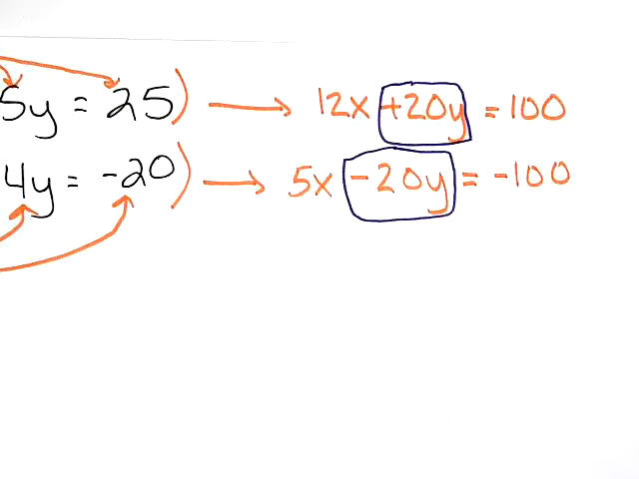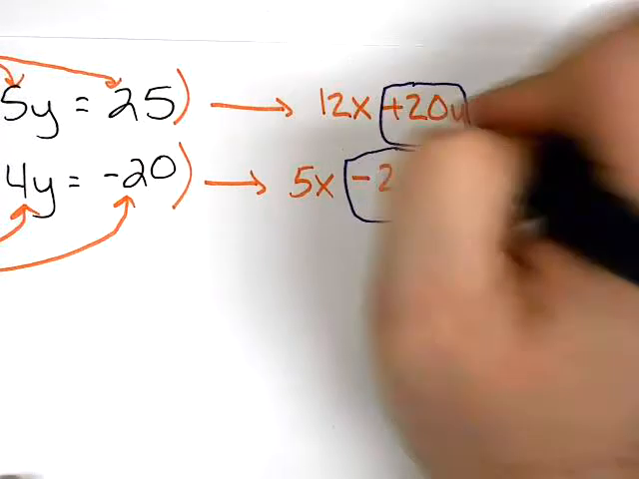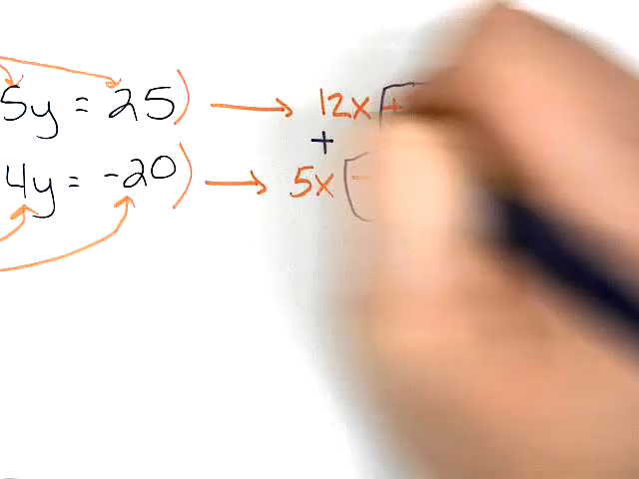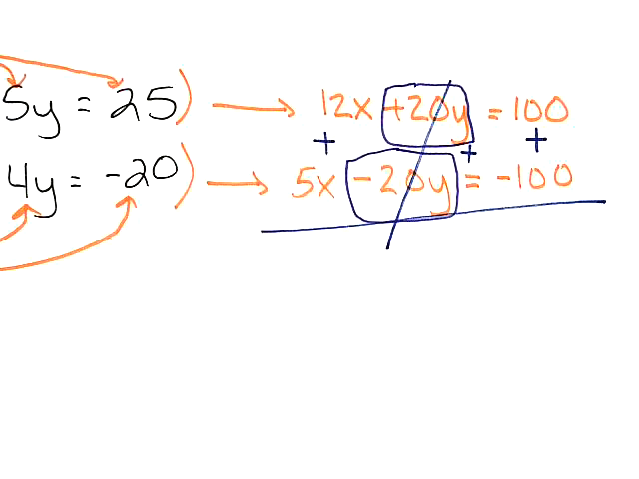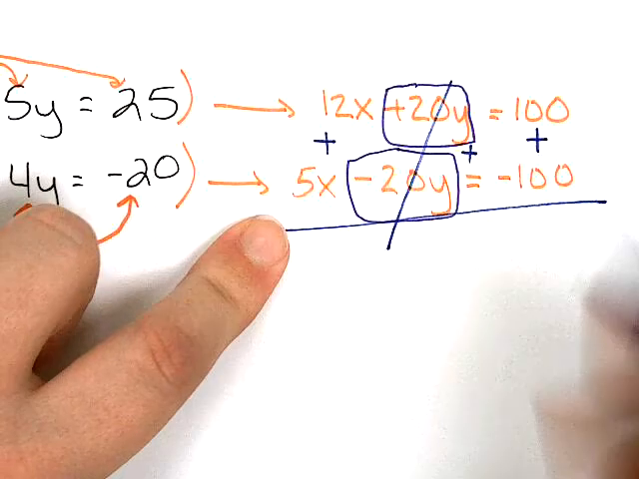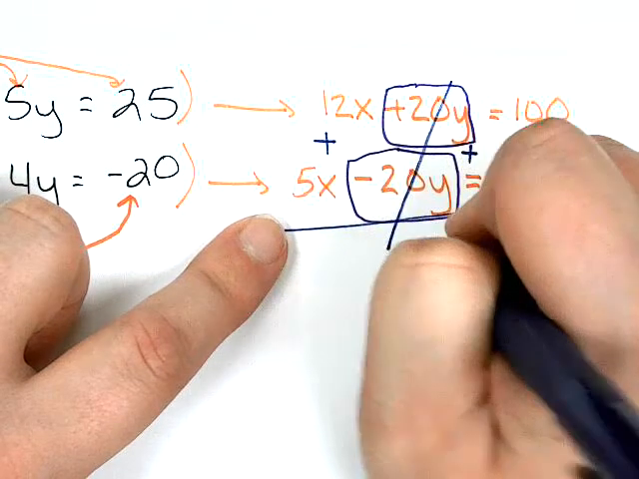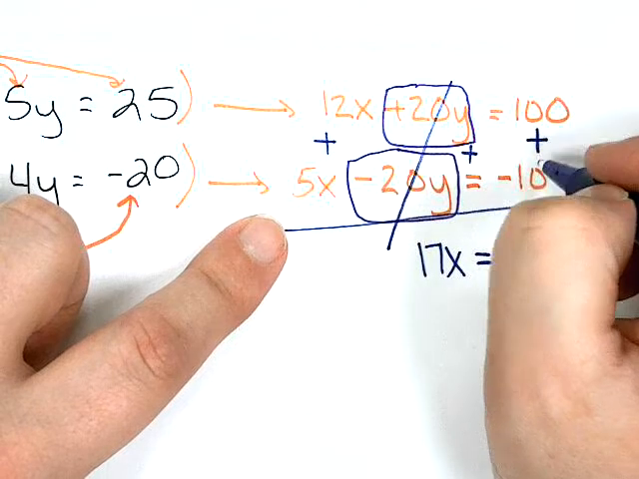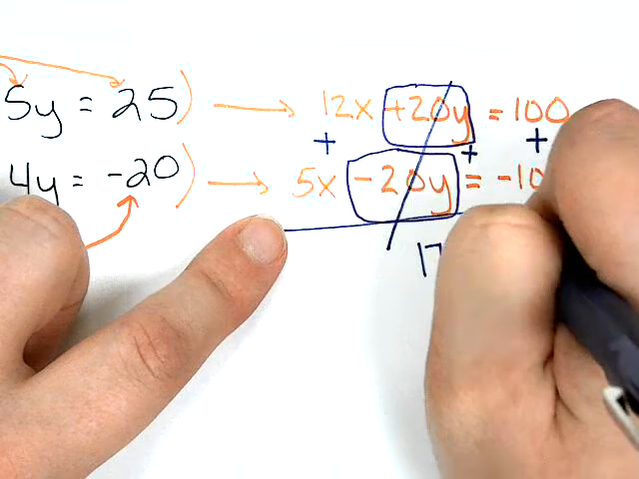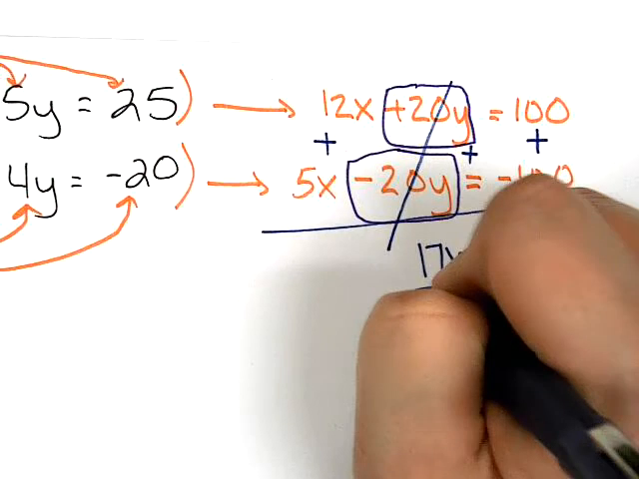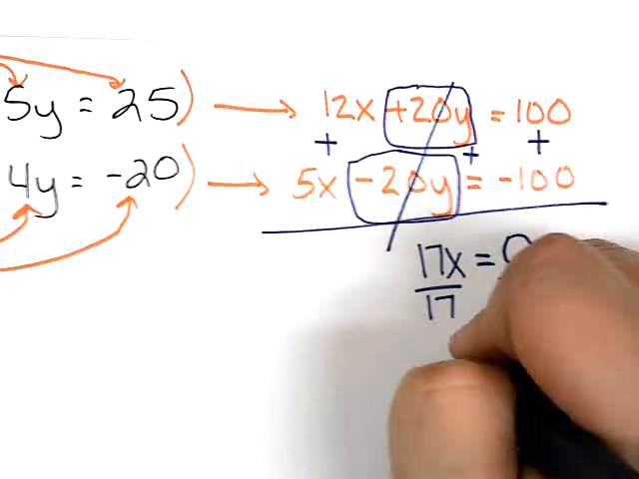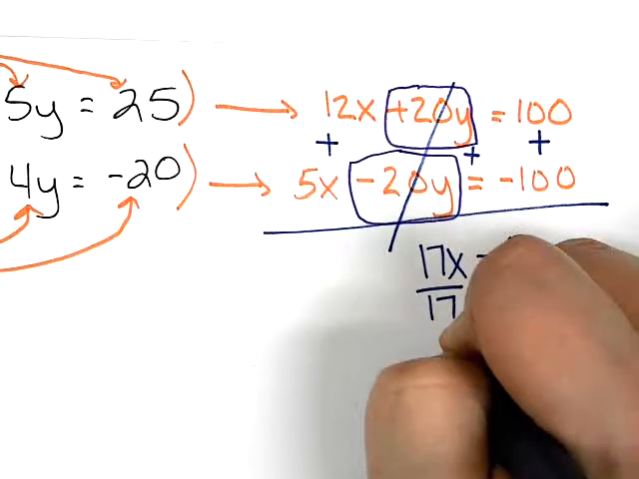So remember, the only way to get those to cancel is to add, which means I have to add everything else together as well. Okay, draw your big, huge equal sign. So 12x plus 5x gives me 17x. 100 plus negative 100 gives me 0. Oops, I didn't mean to give you another one that gives you 0. Sorry, guys. Bear with me. Divide by 17, and we get x equals 0.